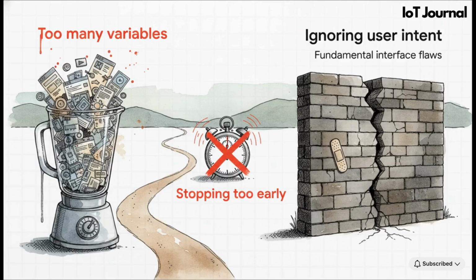And third, ignoring user intent and real interface flaws. Please don't use A/B testing as a band-aid for a website design that is just fundamentally broken or confusing. You can't hit the A/B test lottery just by throwing random ideas at the wall.